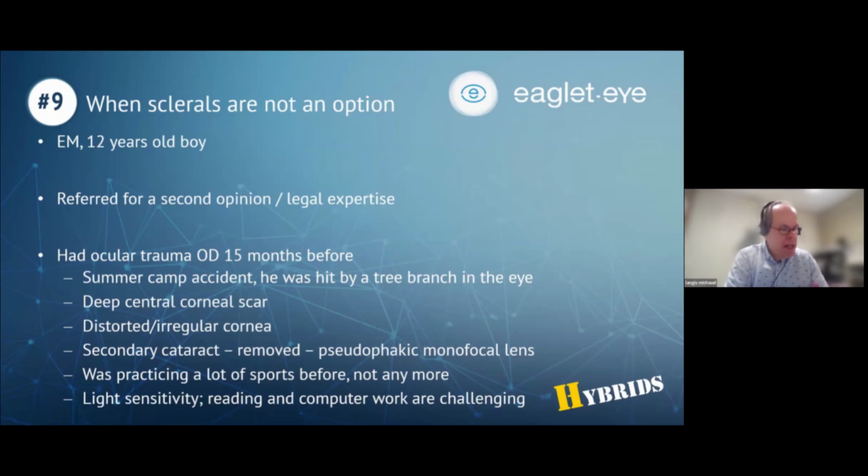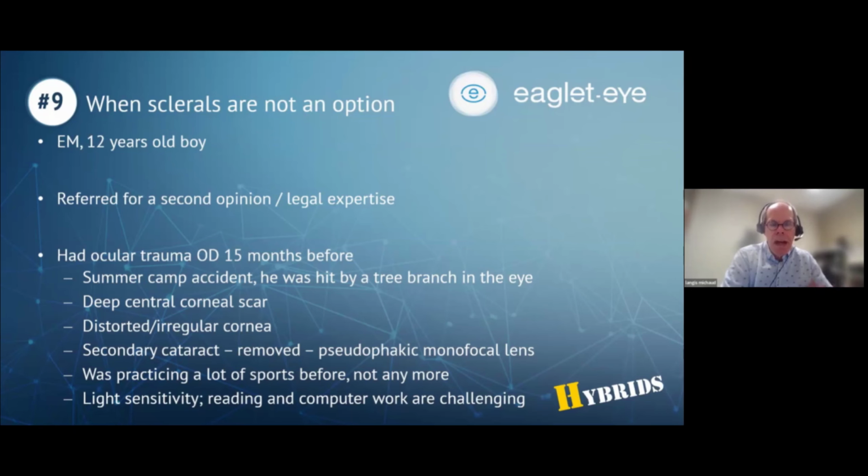Sometimes we're not supposed to be emotionally involved with our patients, but in that case, I had a hard time not being sensitive to this young boy of 12 years old I met here. And we will not talk about scleral lenses here, because EAGLET can certainly help you design specialty lenses, and not only scleral lenses. That's the take-home message from that case.